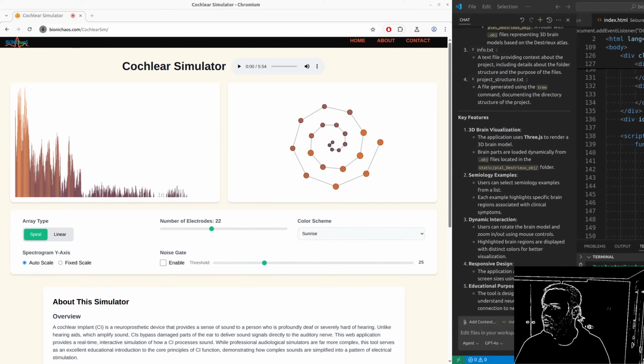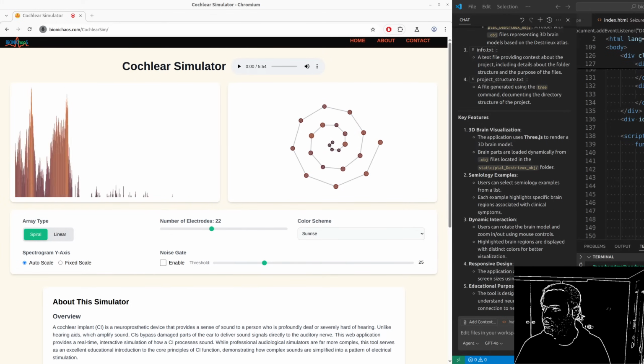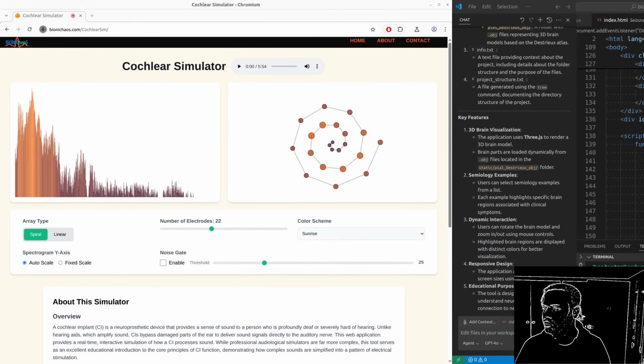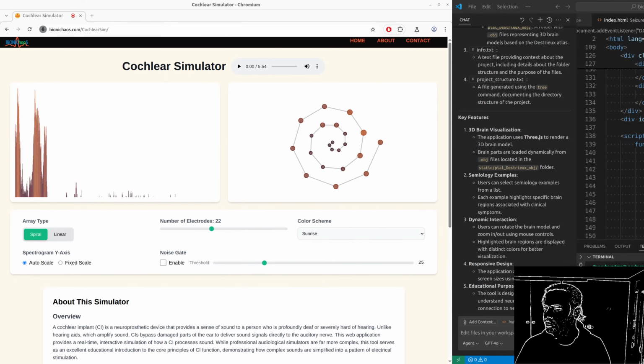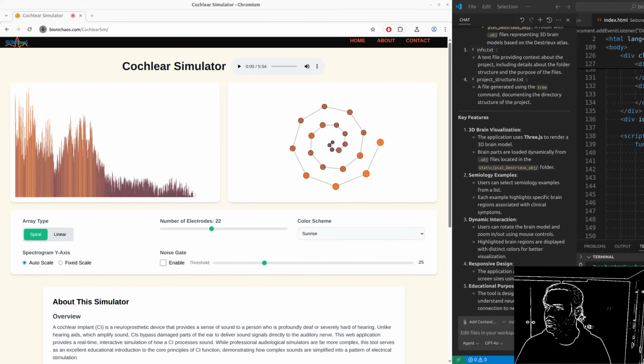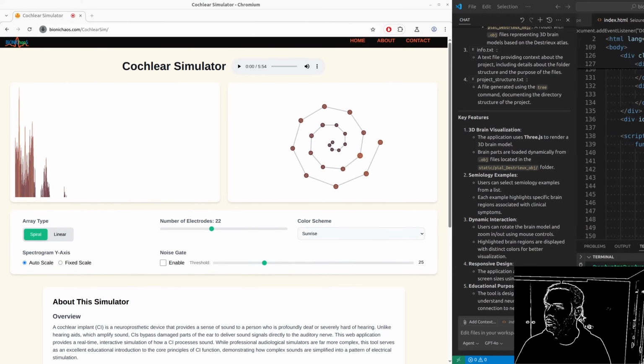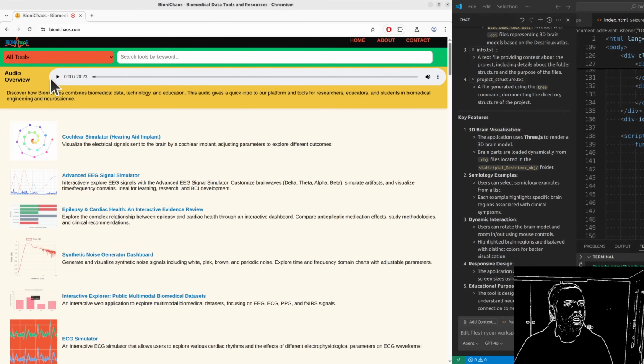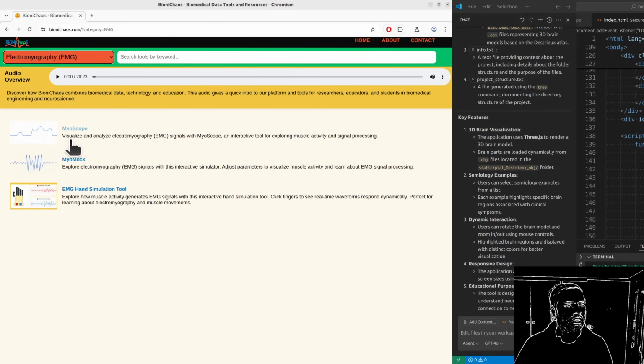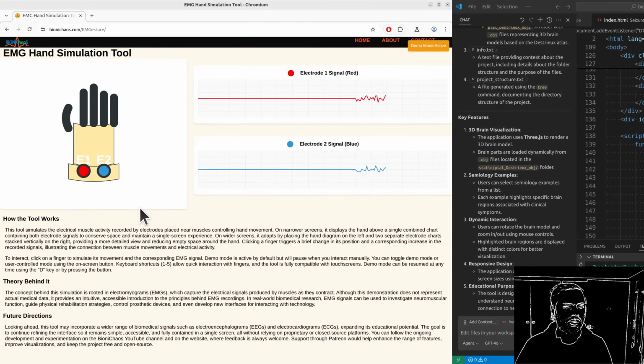Yeah. Okay, what about something like EMG signal processing, muscle signals? Right, electromyography. BioniChaos has the EMG hand simulation tool. It lets you visually see how flexing muscles translates into those EMG signals, the electrical chatter from your muscles. And again, it's unique because it's interactive, web-based. You don't need any hardware or coding to just learn the basics. Makes sense. Good starting point.